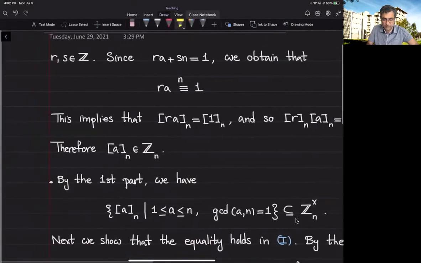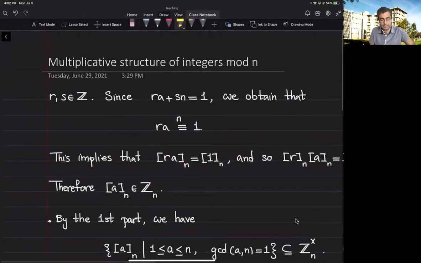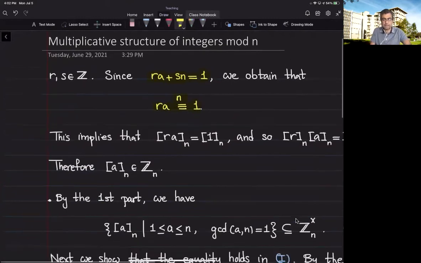Now let's look at this equality modulo n. Knowing that RA plus some multiple of n is 1, we deduce that RA is 1 modulo n, because this part is a multiple of n. That means RA minus 1 is a multiple of n. Therefore, RA is 1 modulo n. Now, this congruence relation implies that the residue class represented by RA modulo n is the same as the residue class that 1 represents modulo n.